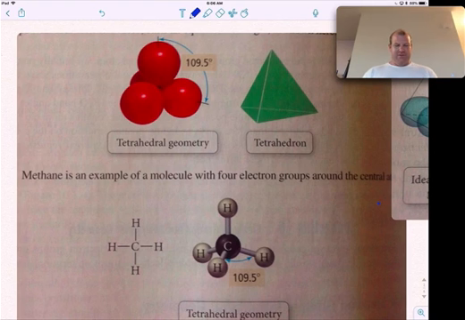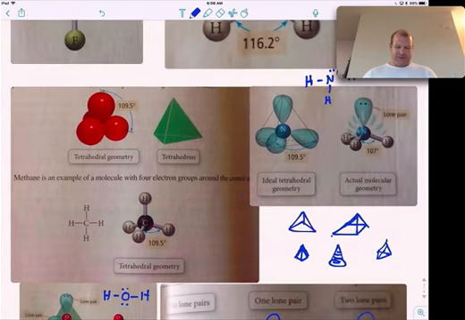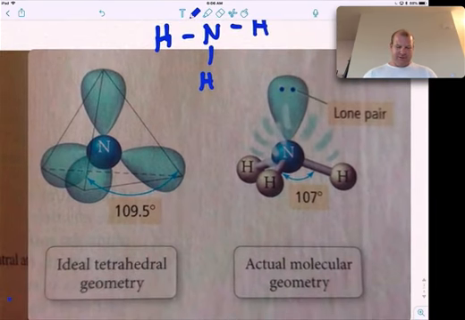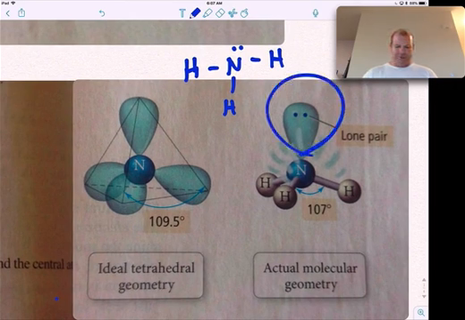But methane has a perfect tetrahedron. What about here? We have nitrogen, and nitrogen in ammonia has four things around it. It has a lone pair and three hydrogens. With this lone pair, what happens is that density pushes the hydrogens down and changes the bond angle.